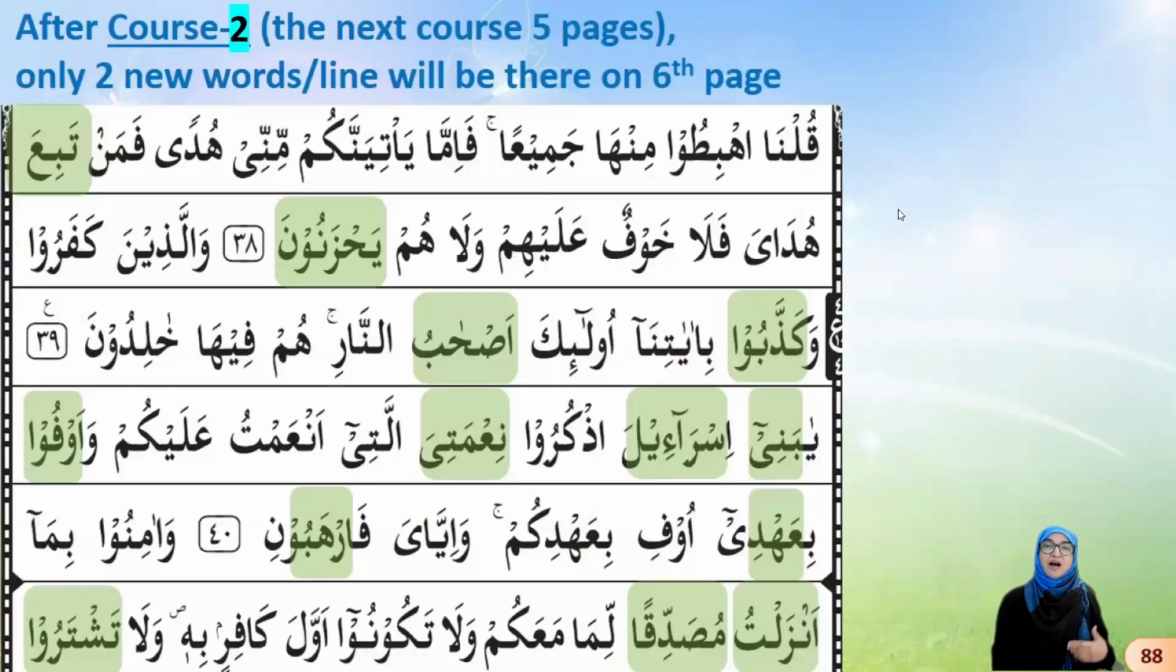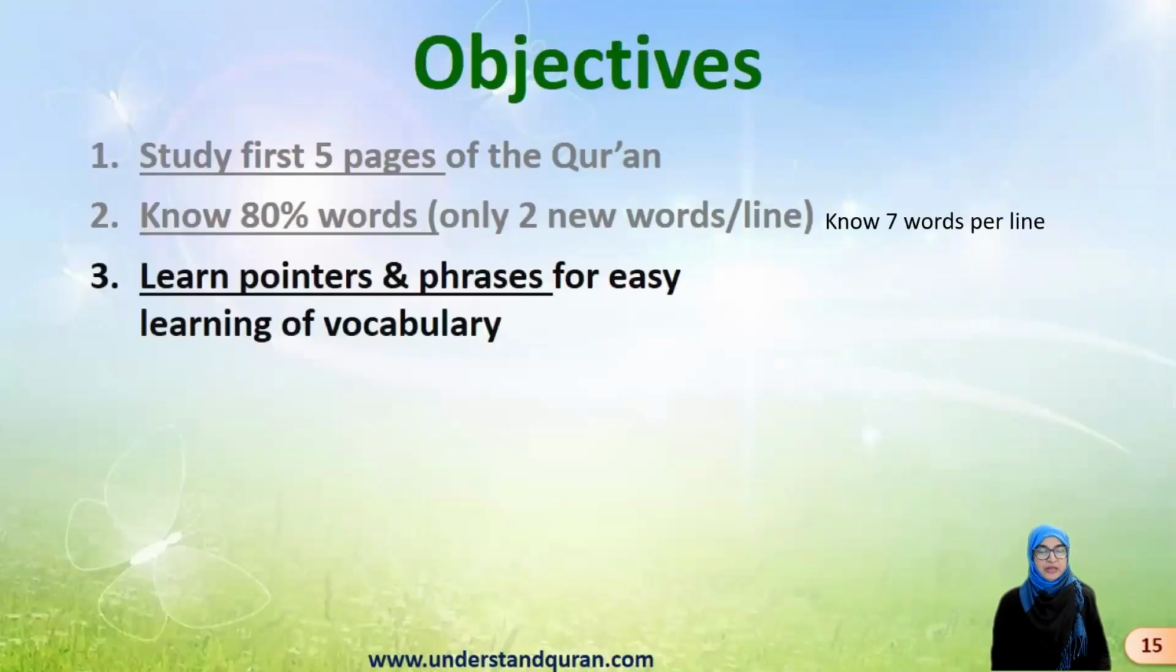So after you finish course 2, what's going to happen? When you come to the 6th page, when you finish the first 5 pages, your Quran is going to look like this. There will be just two words in the Quran on every line where you'll see, oh, I don't know the meaning. Only 2 words. So this is going to be our achievement at the end of course 2, inshallah. Those were the first 2 objectives.